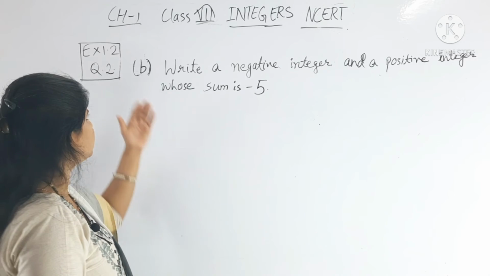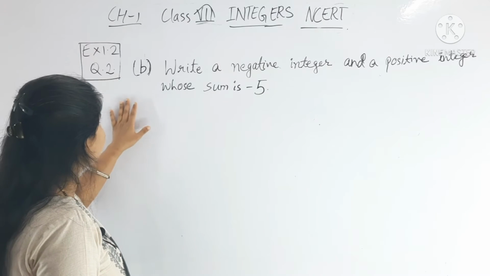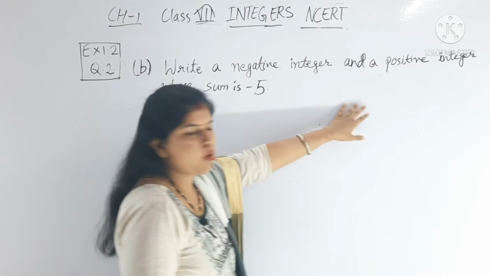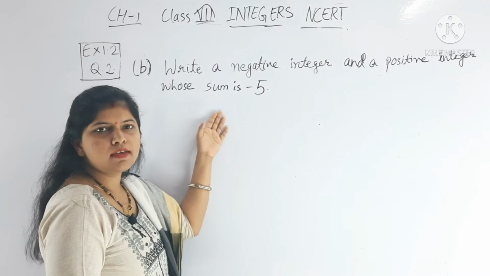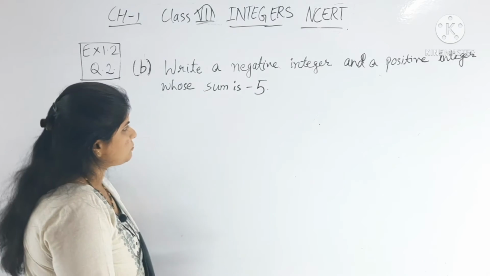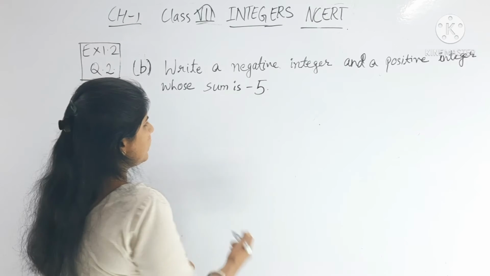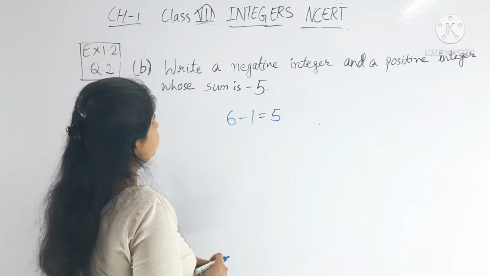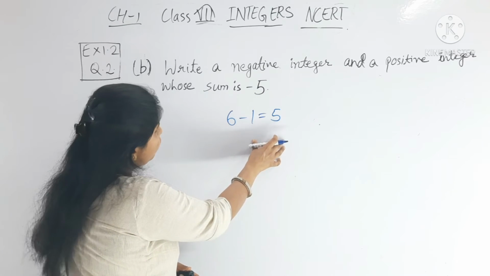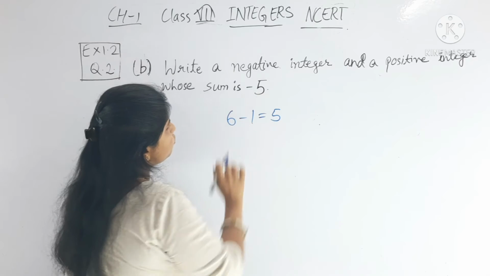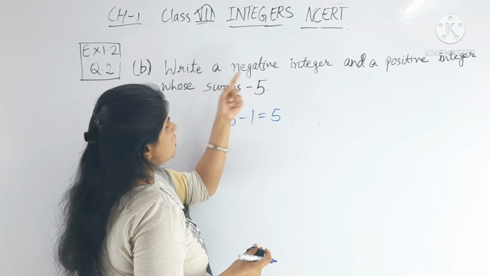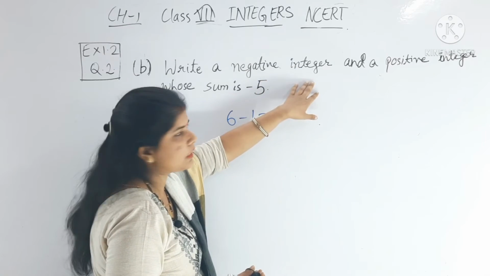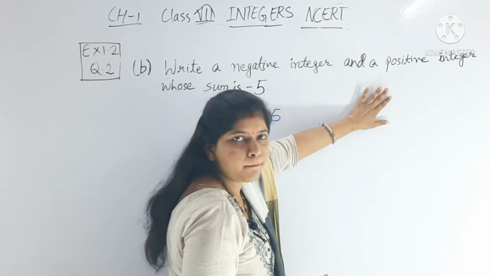Now the next question, that is the B part of the question number 2. What it says, write a negative integer and a positive integer whose sum is minus 5. So we know that 6 minus 1 is equal to 5. But what I have to take? One number should be a negative integer and another one should be a positive integer.